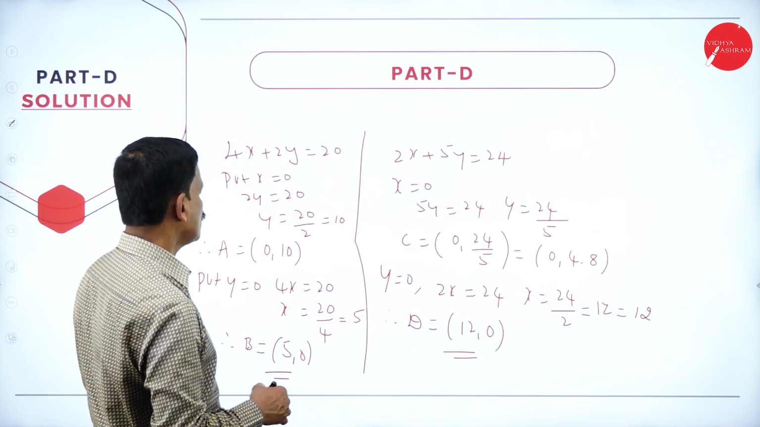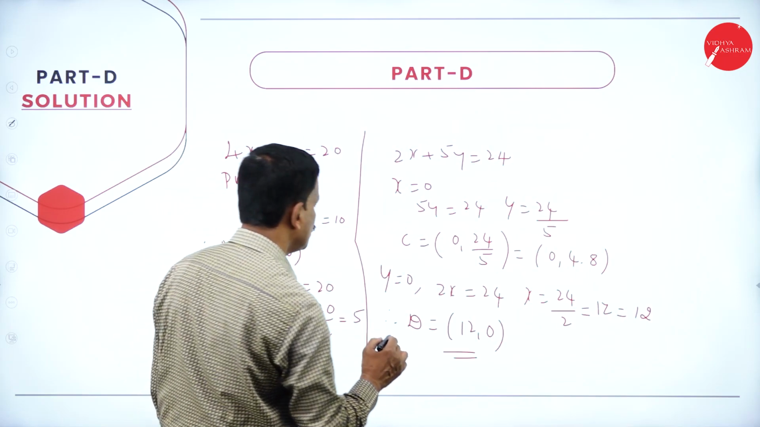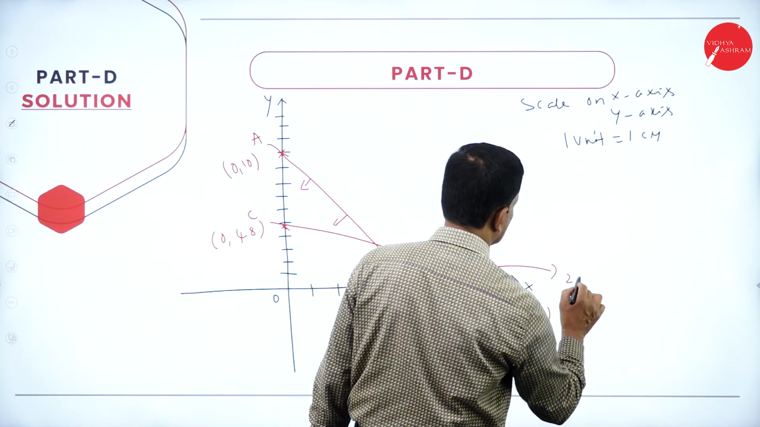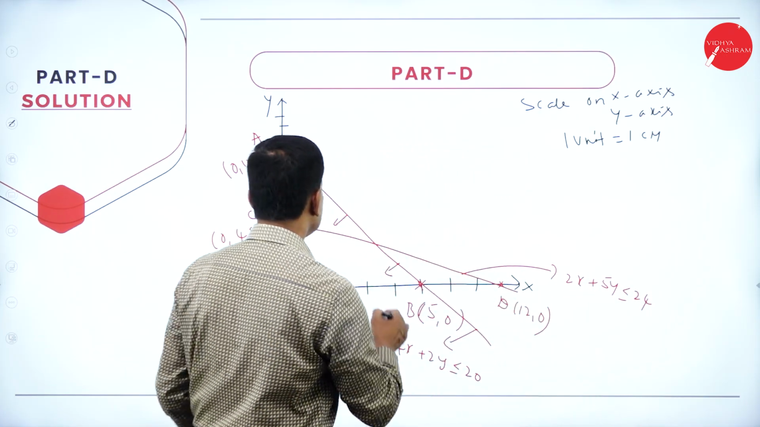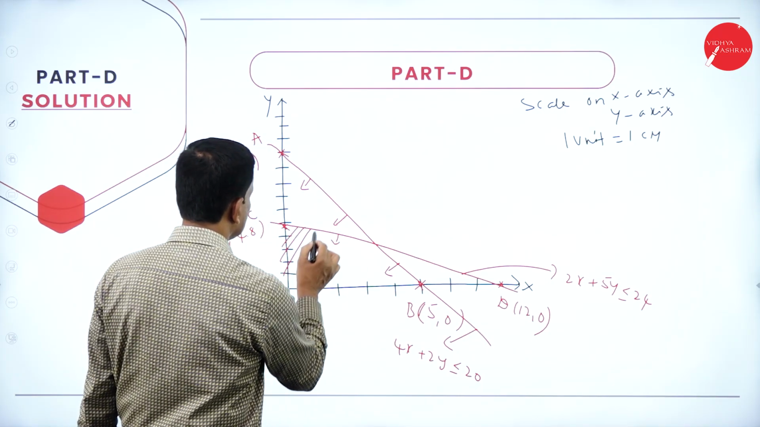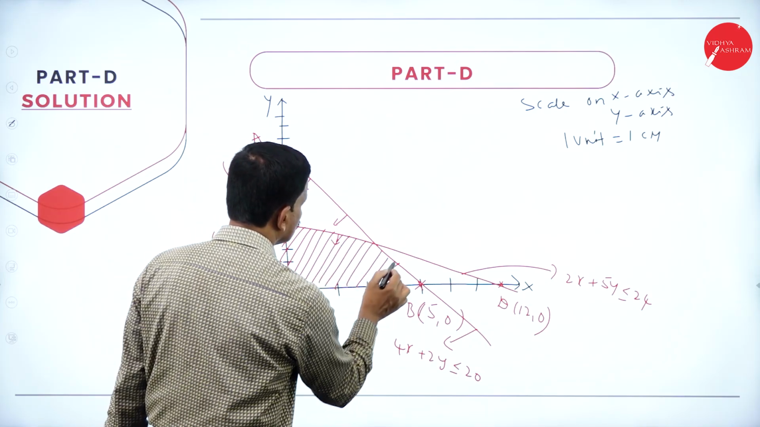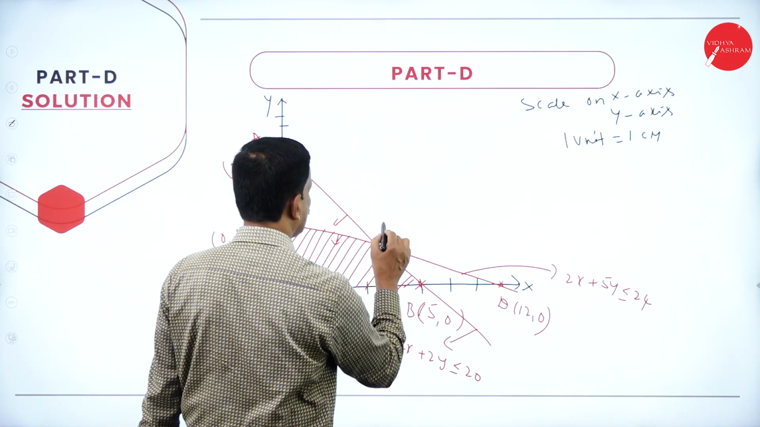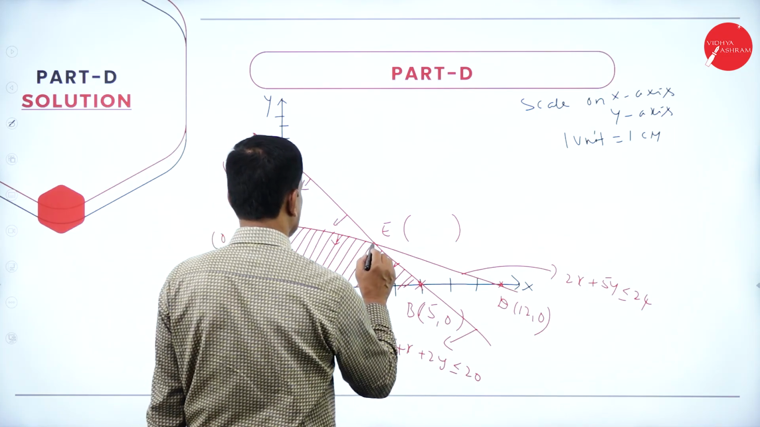Okay. Now what is given? The second curve is also less than or equal to 24: 2x plus 5y is less than or equal to 24. So the feasible region is towards the origin. Therefore this is the feasible region and this is the point of contact E. Now what is E from this? So this is E.